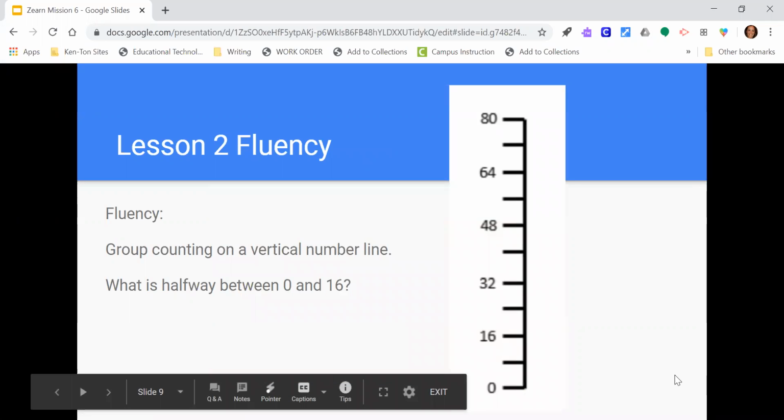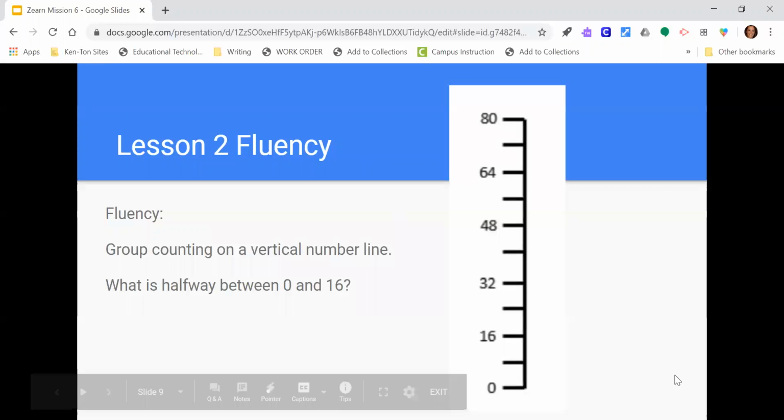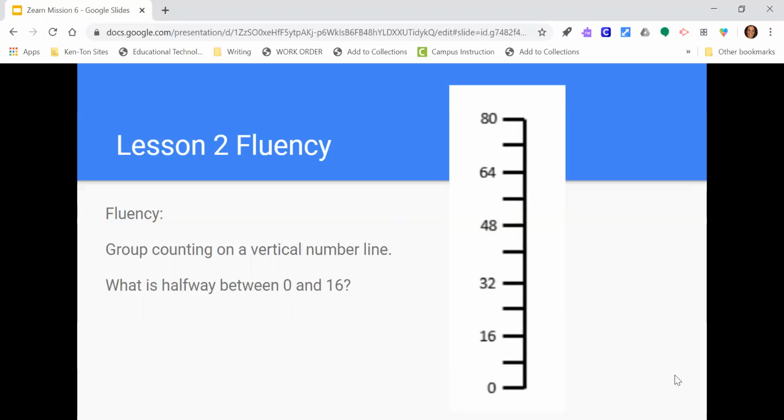So let's start with a little warm up here, boys and girls. We have group counting on a vertical number line, and I noticed that there are numbers. I see 16, 32, 48, 64, and 80. But I also notice that there are tick marks equally spaced between each of the numbers, which means that there's a smaller skip count in there.